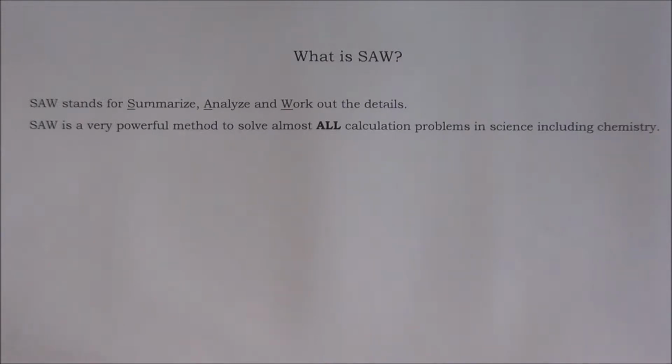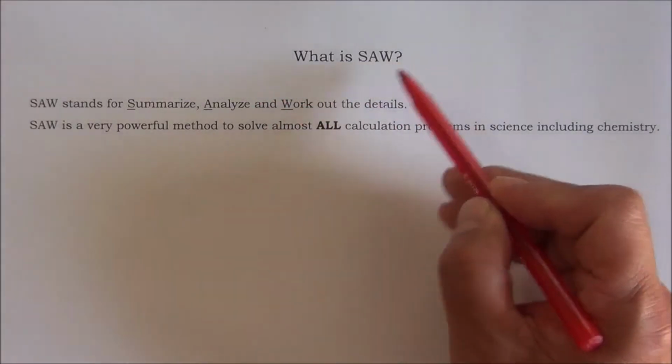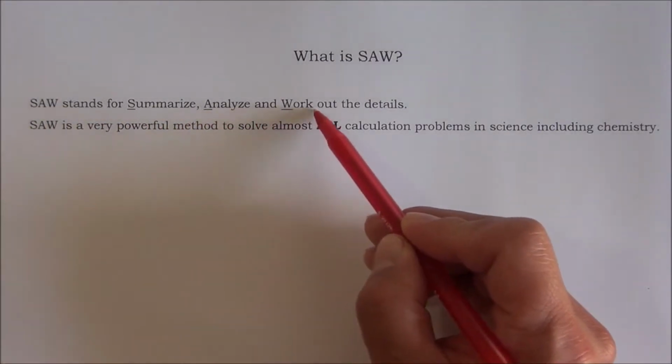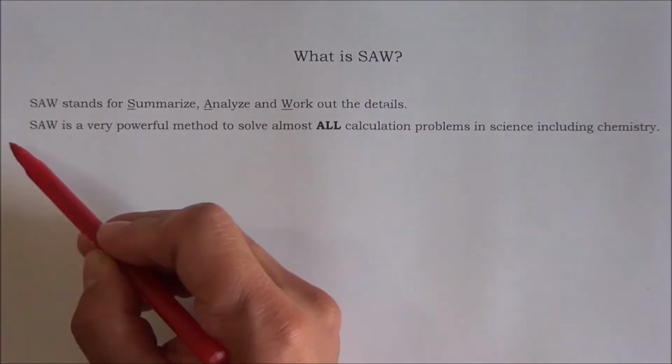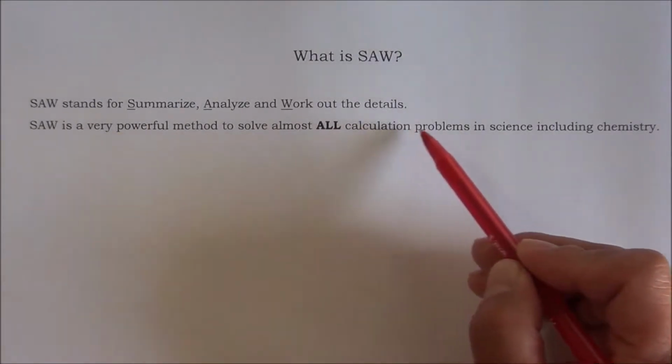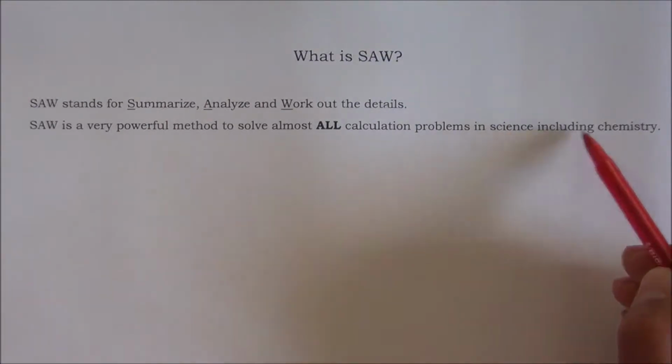Well, first, let me explain what is SAW. SAW stands for summarize, analyze, and work out the details. SAW is a very powerful method to solve almost all calculation problems in science, including chemistry.